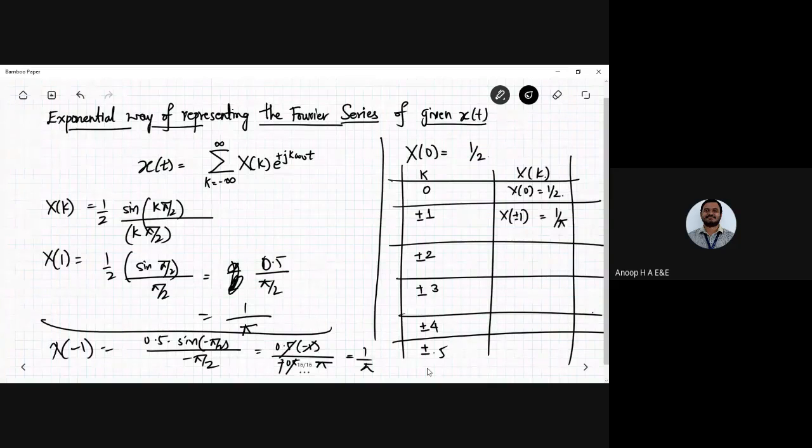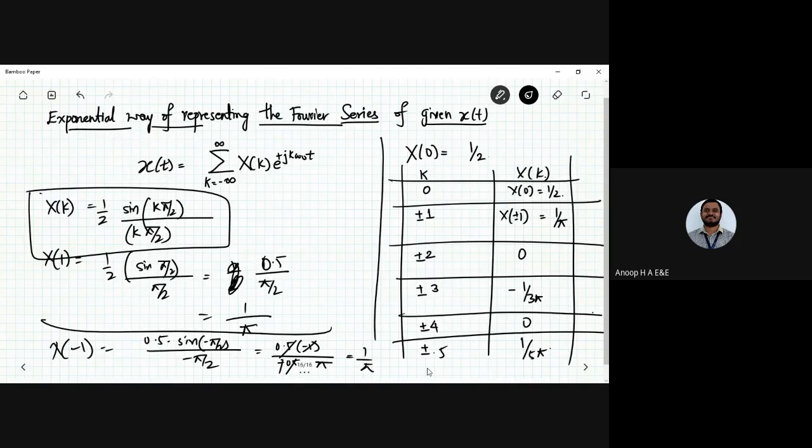Now give the values for plus or minus 2, plus or minus 3, plus or minus 4, plus or minus 5. I have got the values here: for plus or minus 2, that is 0. You have to verify these values here: minus 1 by 3 pi for plus or minus 3, and for plus or minus 4, that is 0. For plus or minus 5, that is 1 divided by 5 pi. Check these values, this is what I'm going to write here. This is where you are going to represent it.